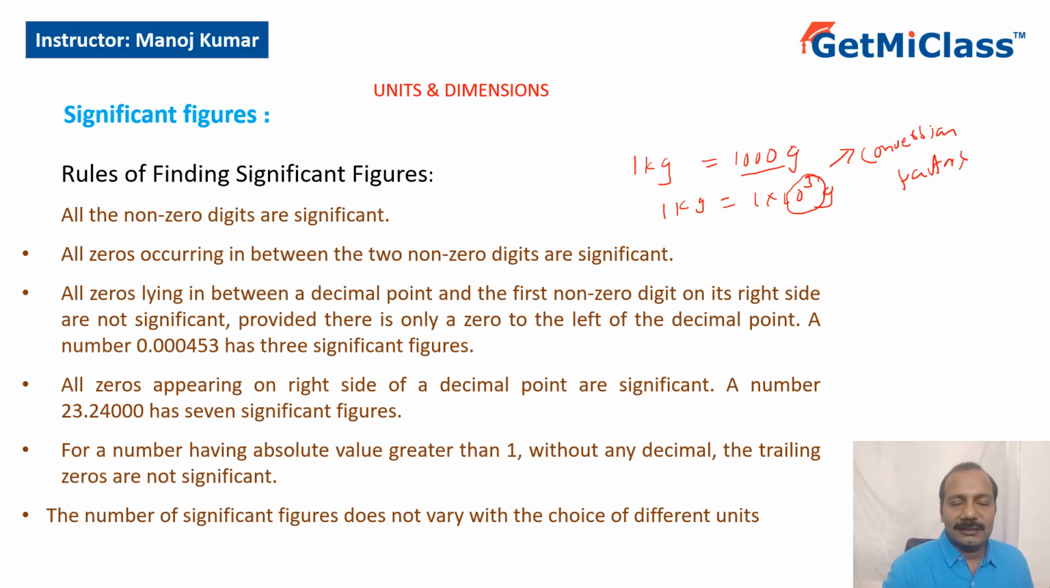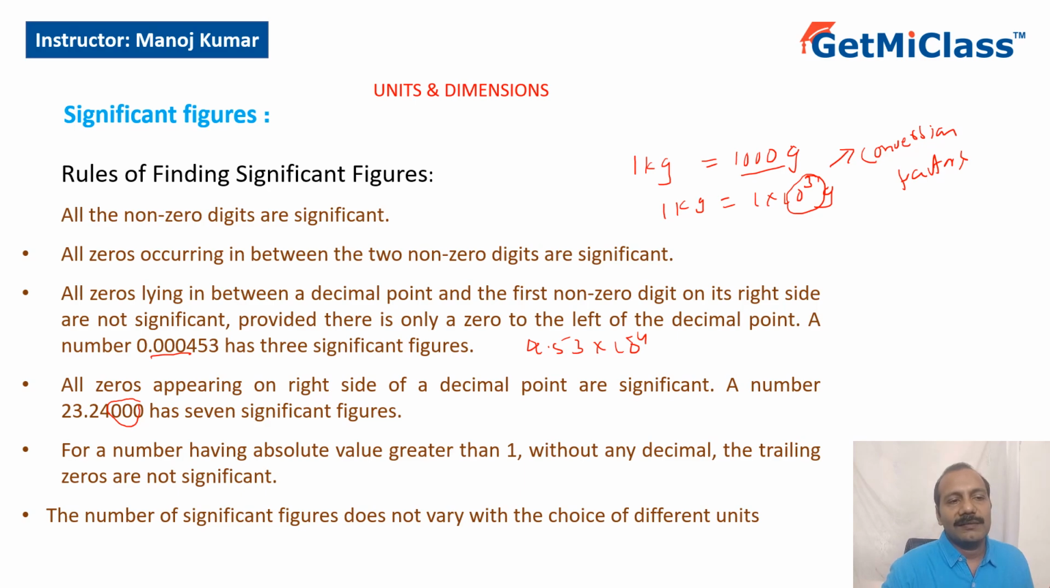All the non-zero digits are significant. All zeros occurring between two non-zero digits are significant. Zeros lying between the decimal point and the first non-zero digit on its right side are not significant. This is not significant because it can be written as 4.53 into 10 power minus 4. I can express it as a power of 10. All zeros appearing on the right side of the decimal point are significant. Here, these cannot be expressed as powers of 10, so they are significant.